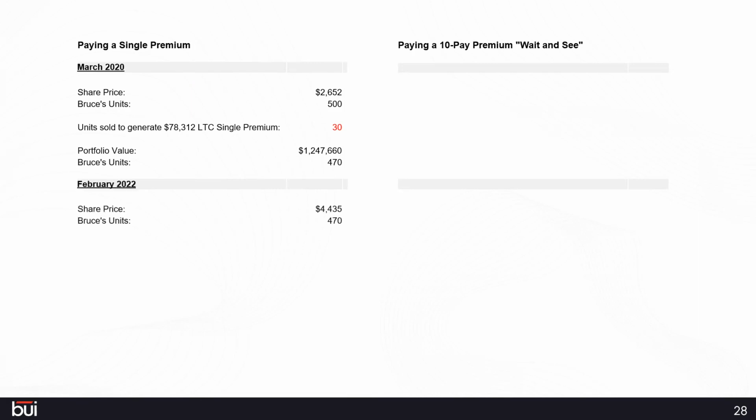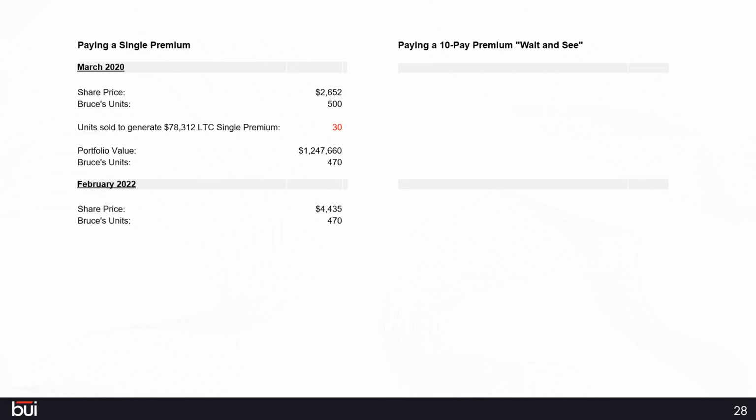I'm using March of 2020 as an example because it's the most recent example of a significant market downturn. So here in March of 2020, Bruce's S&P share price was $2,652. He owned 500 units. He had to sell 30 of those units to free up $78,000 for the single premium. So his portfolio value in March of 2020 was $1,247,000, and he maintained 470 units going forward.